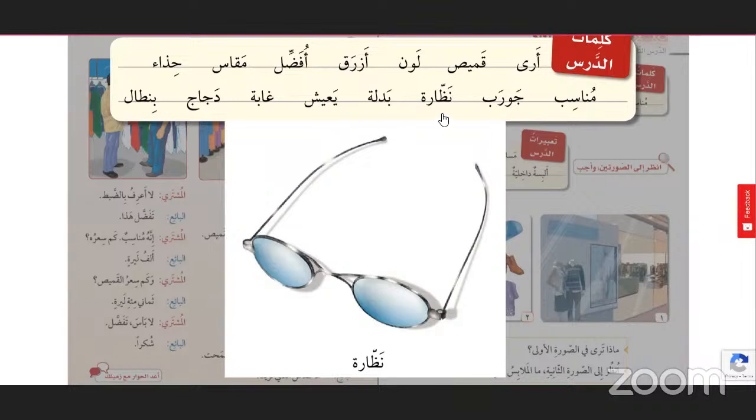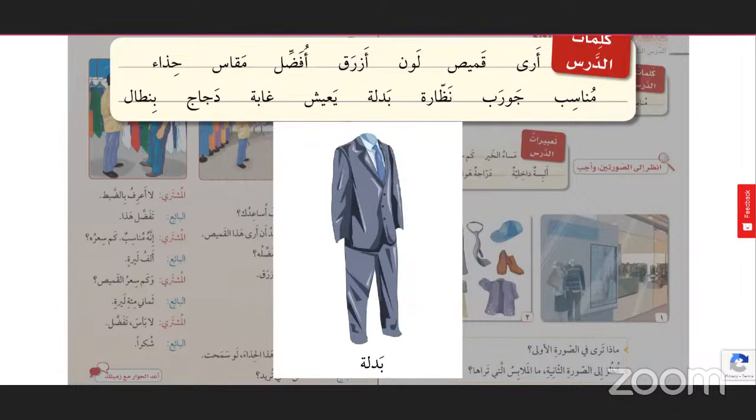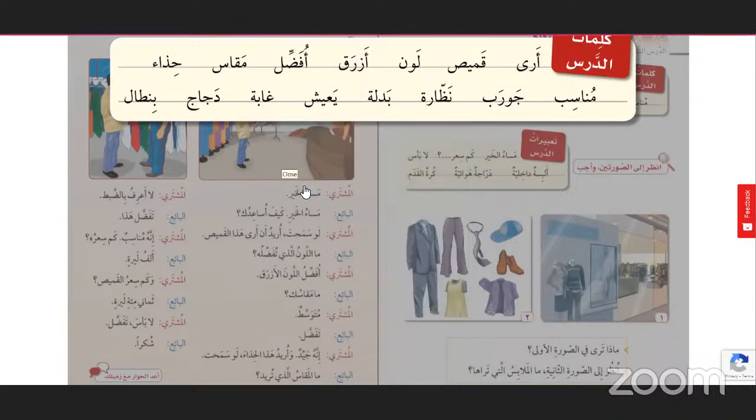Our next word is badla. Any idea what badla might mean? Anybody? Interesting word. Revenge. Try once more. Suit. Excellent. Badla is suit. Ya'ishu, he lives, or he's living. Then we have ghaba. Ghaba would be forest. Excellent.